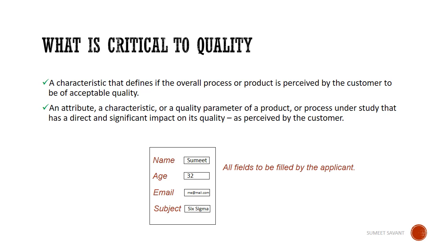In the previous slide, we saw an online request form as an example for the unit. The form had 4 fields. If the customer needs the applicant to fill all the 4 fields, then to ensure the quality of the unit, that is the submitted request form, it is critical that the applicant fills all the 4 fields.